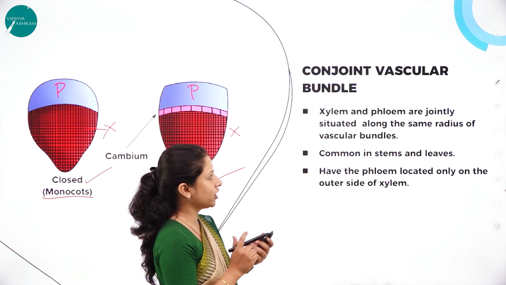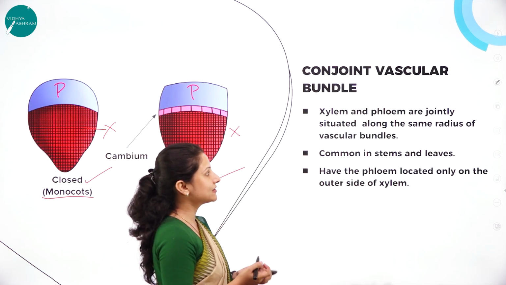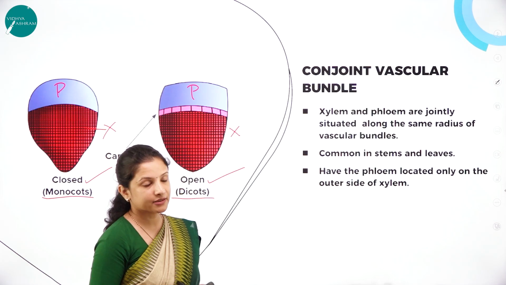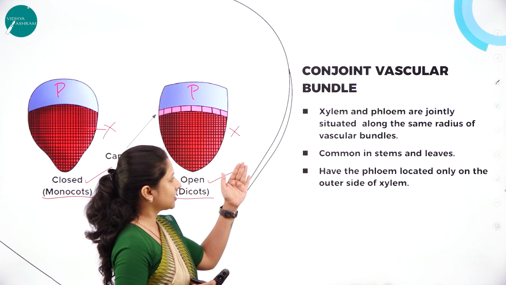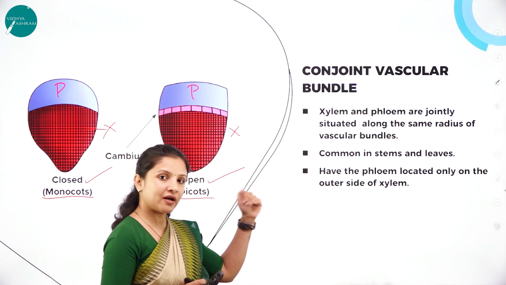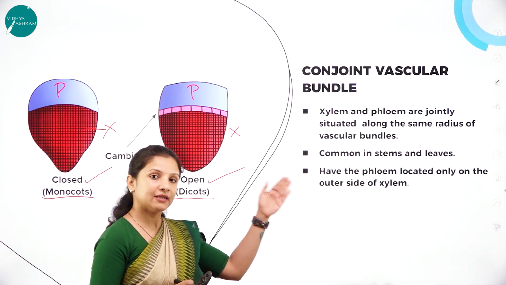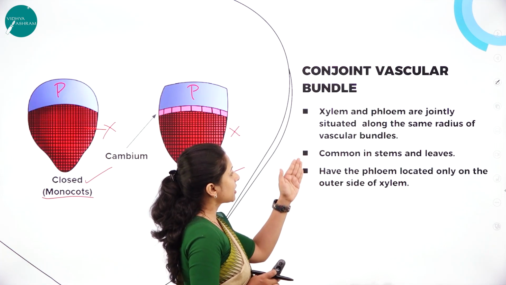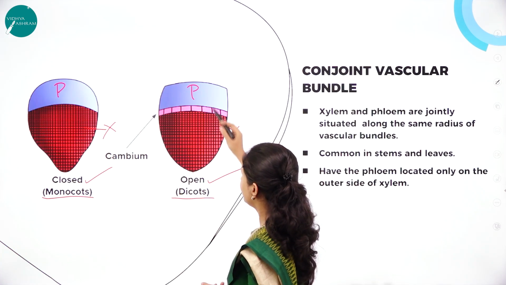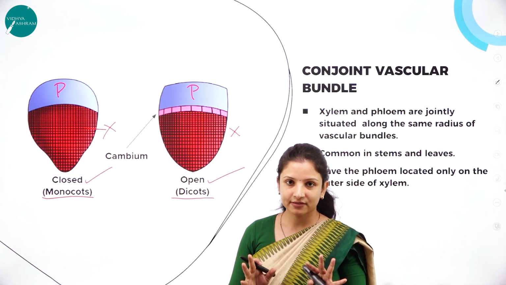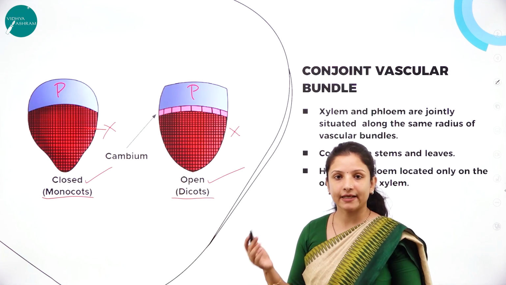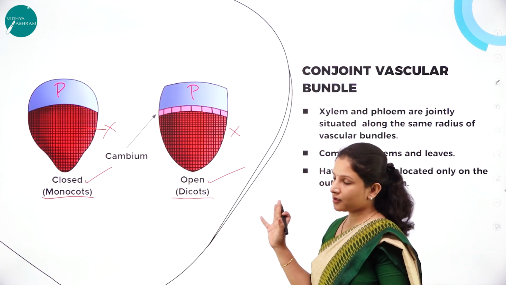Xylem and phloem are jointly situated in the same radius of the vascular bundle, and therefore it is called the conjoint vascular bundle. The closed vascular bundle is common in the stem and leaves of monocots. The conjoint open vascular bundle is common in the stem and leaf of dicots. And here they have the phloem located only on the outside of the xylem. So phloem in the case of conjoint vascular bundles is always located outside, towards the xylem. So this is how the arrangement is.